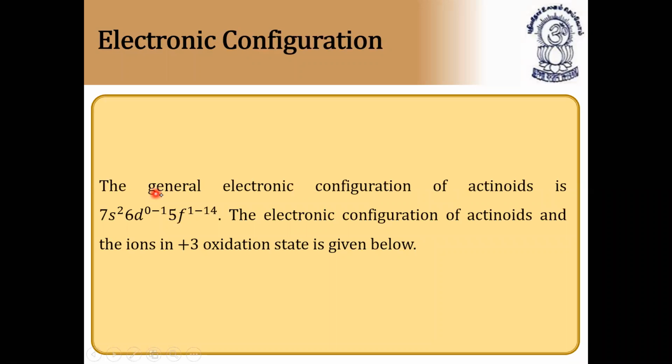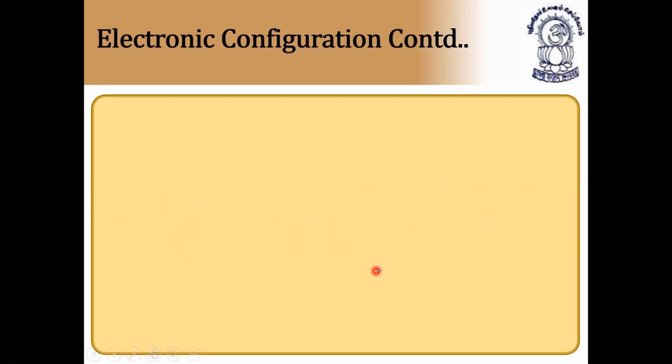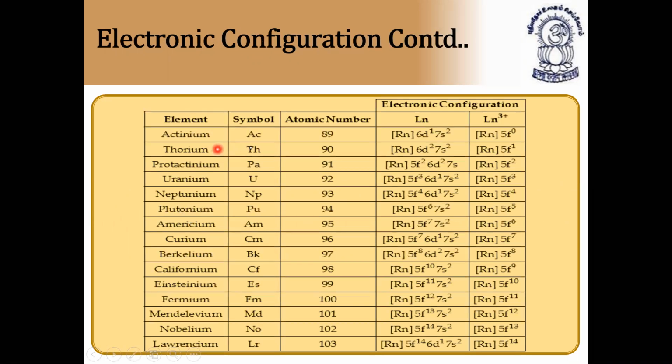The general electronic configuration of actinoids is 7s2, 6d0 or 1, 5f1 to 14. Here 4f will go and 5f will come. The electronic configuration of actinoids and the ions in +3 oxidation state is given below, just the same. And here actinium is not a lanthanide.